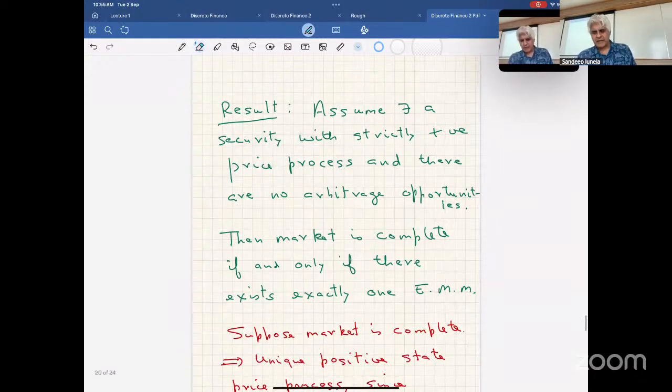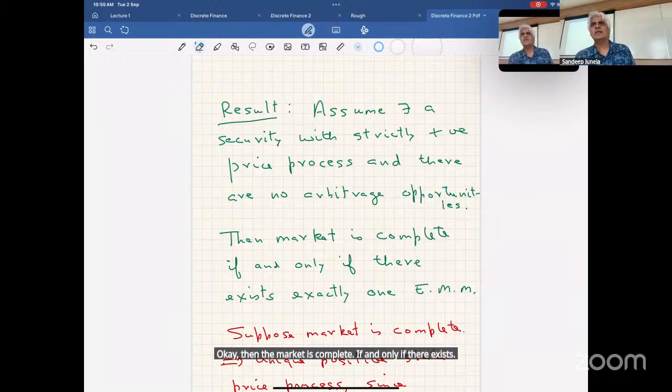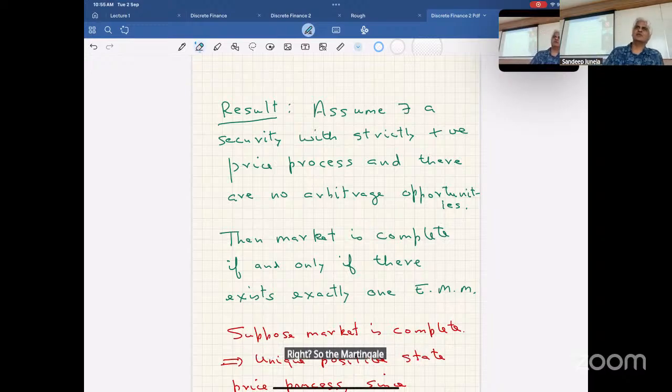Then the market is complete if and only if there exists exactly one equivalent martingale measure. Right? So the martingale measure also has to be unique in a complete market. So that's somewhat of a non-trivial observation. Trying to see if I can motivate this in a nice manner.